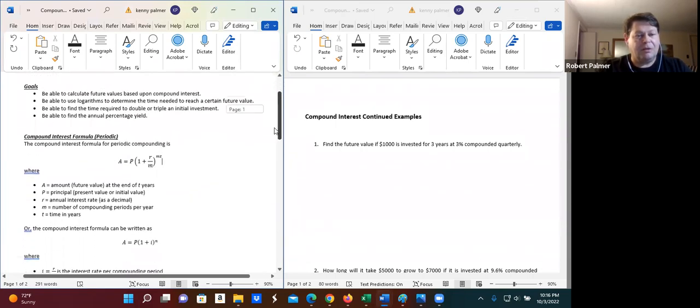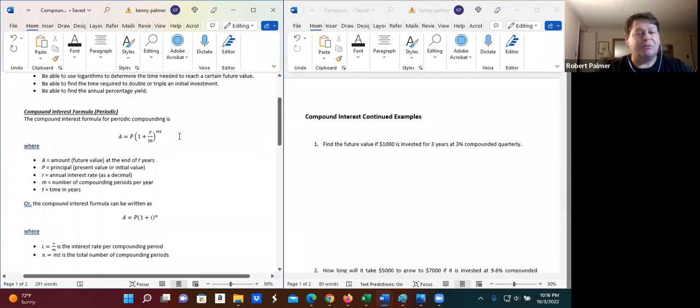Now, the compound interest formula is reviewing some materials from a previous video. Here's our compound interest formula. And unlike simple interest, this is what's called compound interest. This grows exponentially. And exponential growth is much faster, especially in the long run, than simple interest or linear growth.